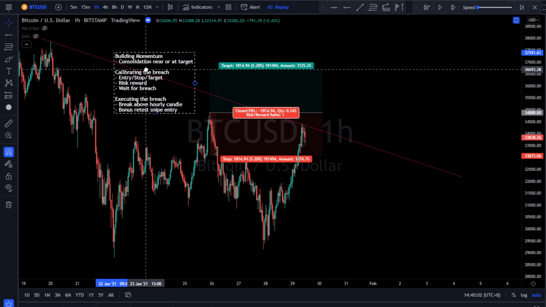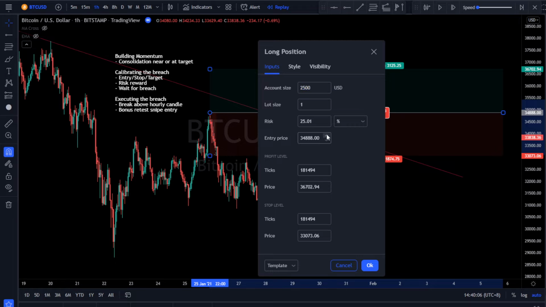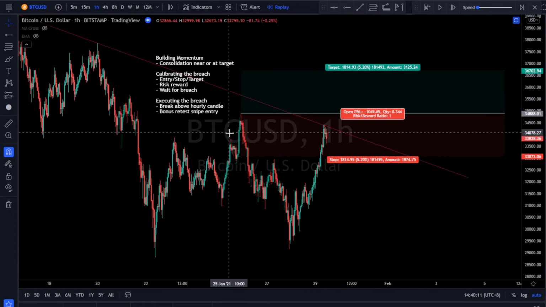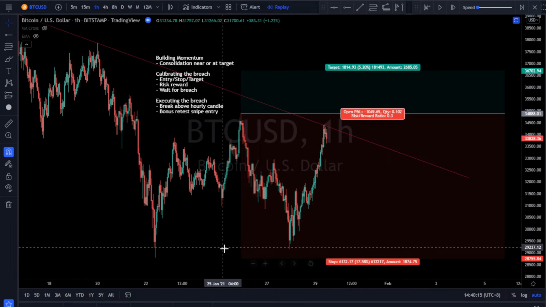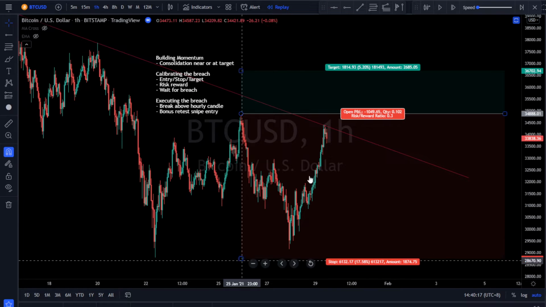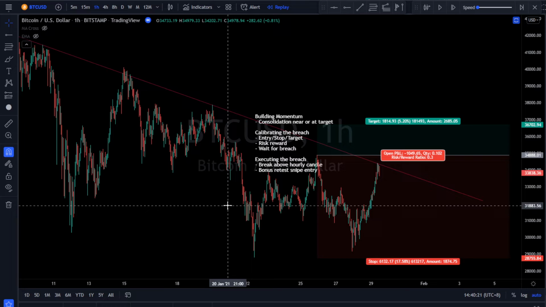Let's move this first. Okay, and 1 tick above. Alright, and the stop loss, we can set it all the way below this low here. Okay, so that's quite a big stop loss, 17.6%.